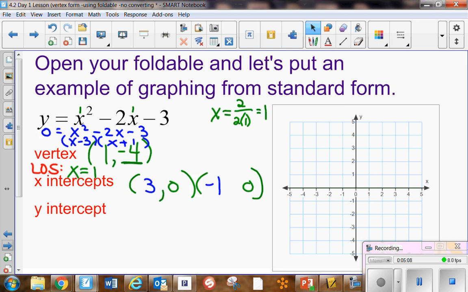Then my y-intercept, what am I going to set as 0? X's. X. And if I put a 0 for x, here and here, both of those go away. And I'm left with negative 3. Beautiful.